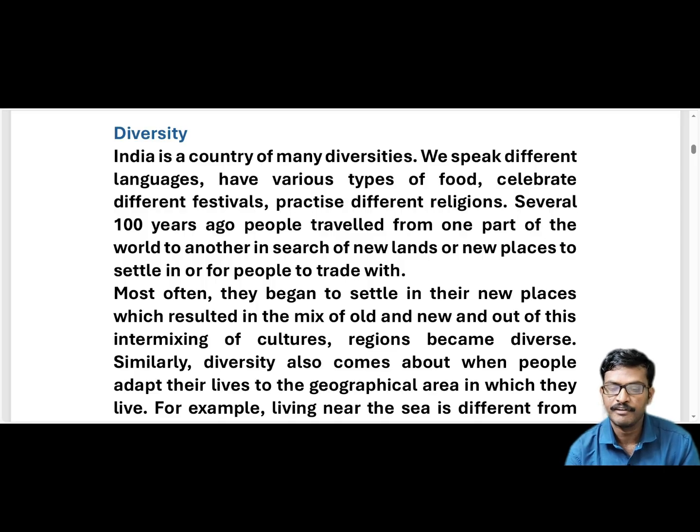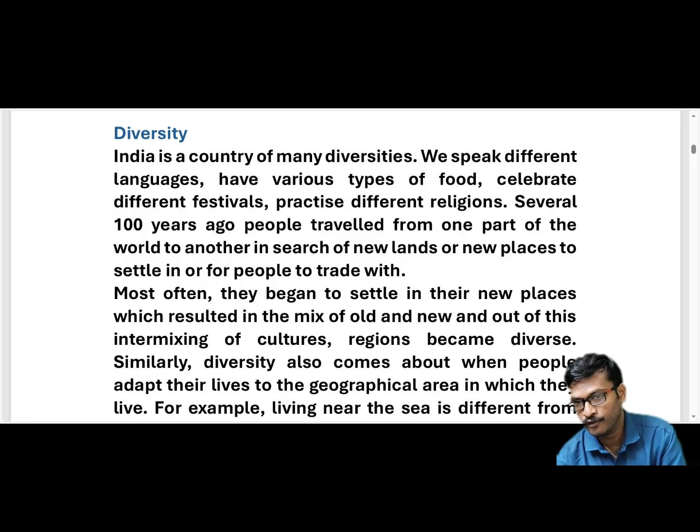Okay. Similarly, diversity also comes about when people adapt their lives to the geographical area in which they live. Here, what it says is that when people adapt their lives, they develop different habits, and that is called diversity. For example, living near the sea is different from living near a desert. If we take this example, one person is living near the sea, another is living near the desert.